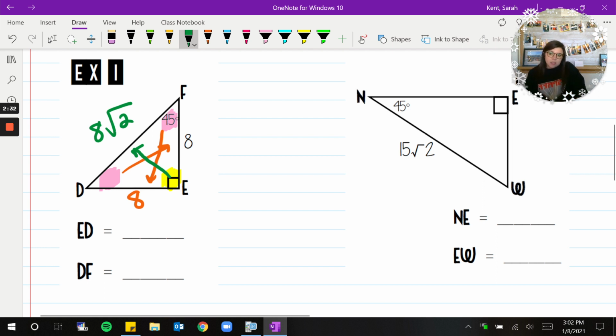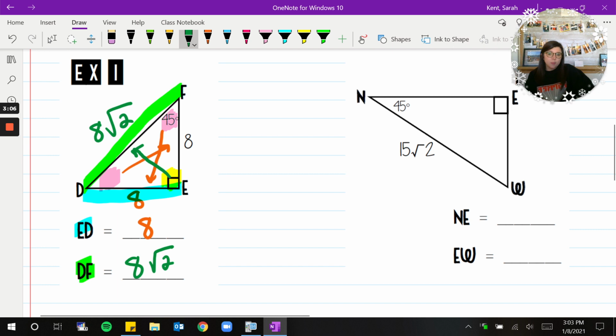When we fill in these blanks, we're looking at E to D. So if we're looking from E to D, here's E all the way to D. We found that that side is 8. And then if we're looking from D to F, here's D, go up to F, we found that that was 8 square root of 2. And that's all we have to do.